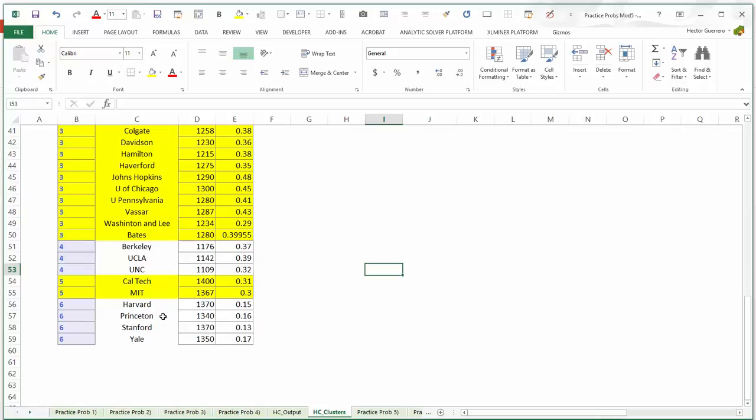And then finally, Harvard, Princeton, Yale, and Stanford. These are very high score institutions and very exclusive. So you can see how that breaks down.